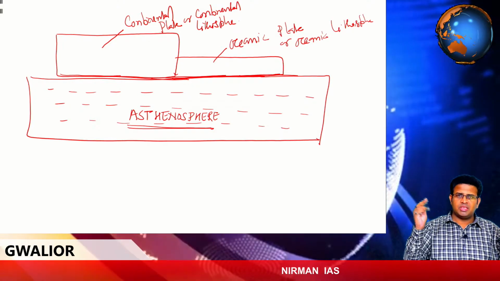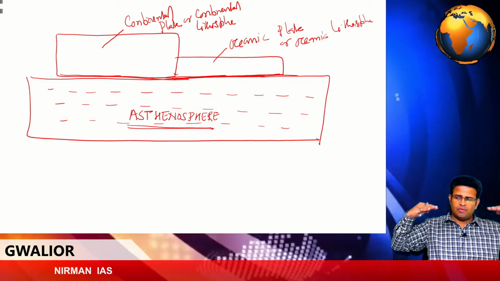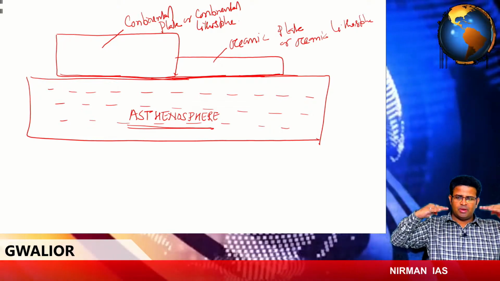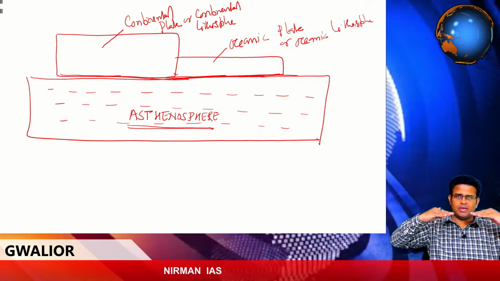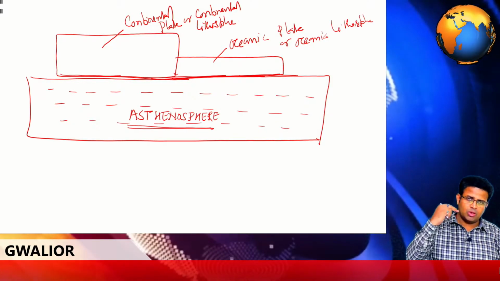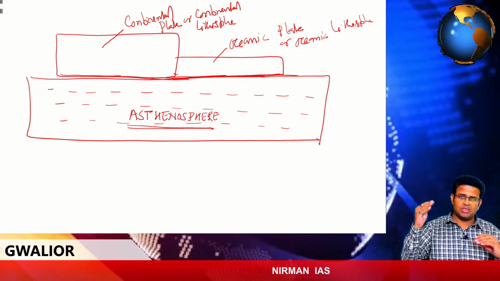So if I am talking about two continental plates converging or coming towards each other, both have the same density. It means they will put the same pressure on the asthenosphere, and when they are coming towards each other, they will be at the same height above the asthenosphere, and they will go for collision with each other. So they will collide.